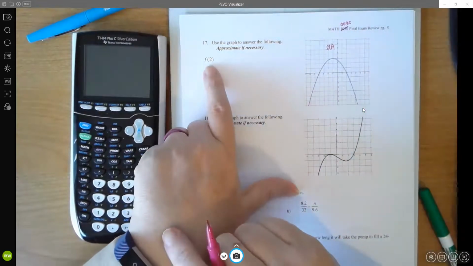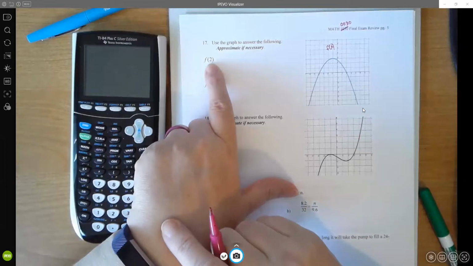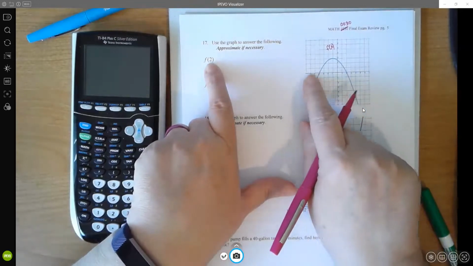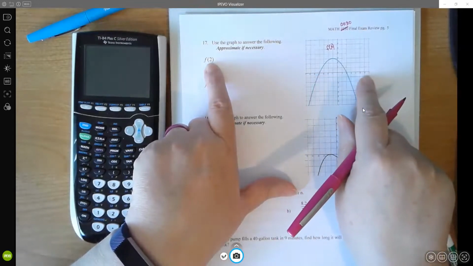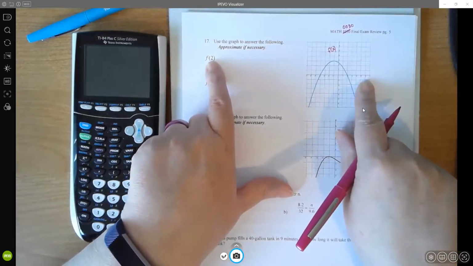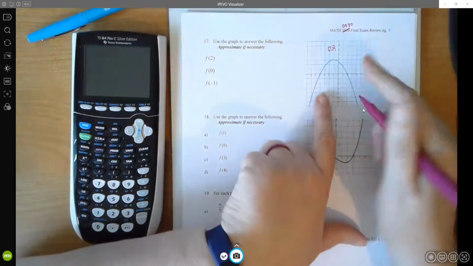If we look at this, f is the name, 2 is the input. Have I said that enough? What's inside is the input. And the input is the x values. Yes, I'm repeating myself because that's the important part of what's going on.